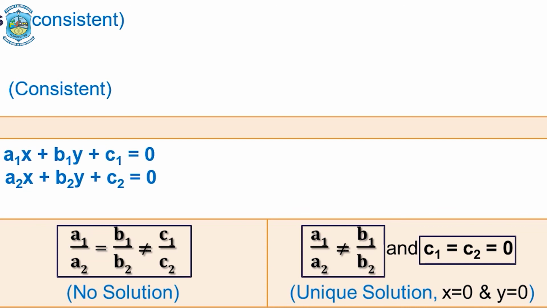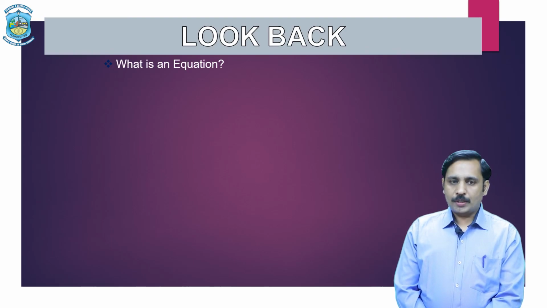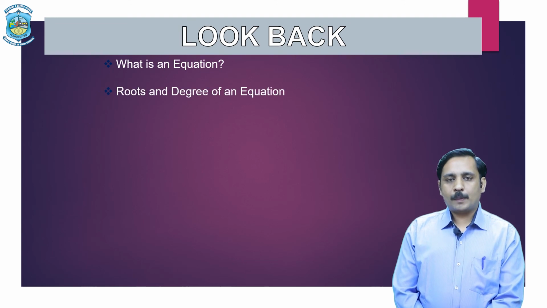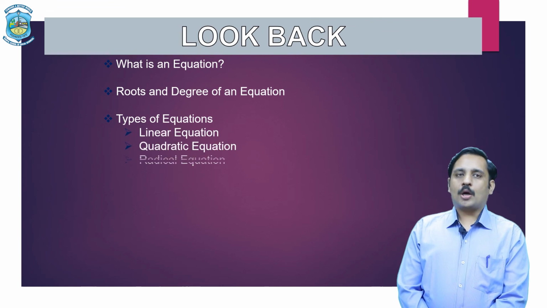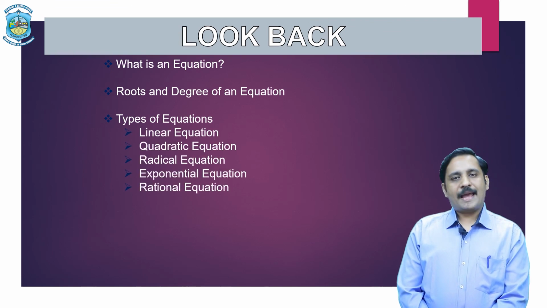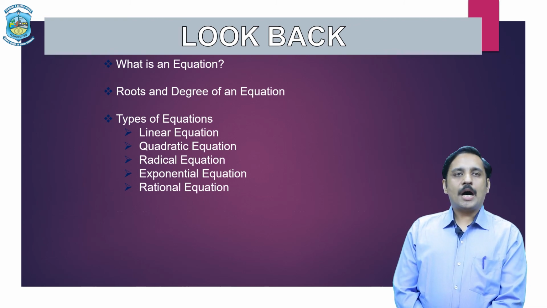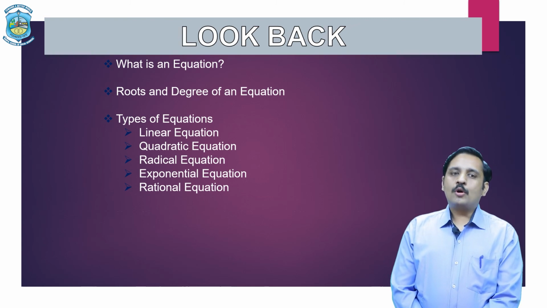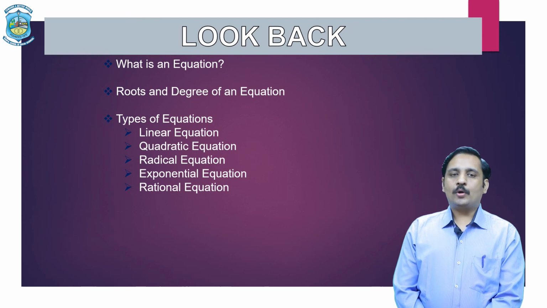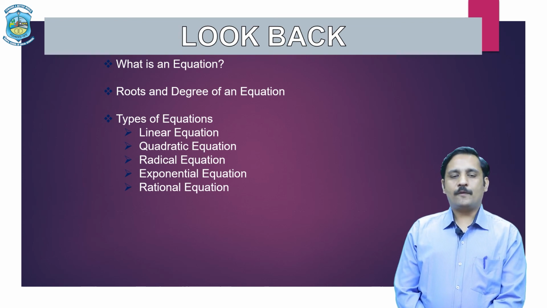Now let us summarize this module. In this module we have seen what is an equation, we have seen the roots and degree of an equation, and we have seen the types of equations we have. So we have linear equation, quadratic equation, radical equation, exponential equation and rational equation. Linear equation is the one in which the unknown variables have the degree 1. For quadratic equation the degree is 2. For radical equation the degree is 1 upon 2. For exponential equation the unknown variable is in the power, and rational equations form a rational expression.